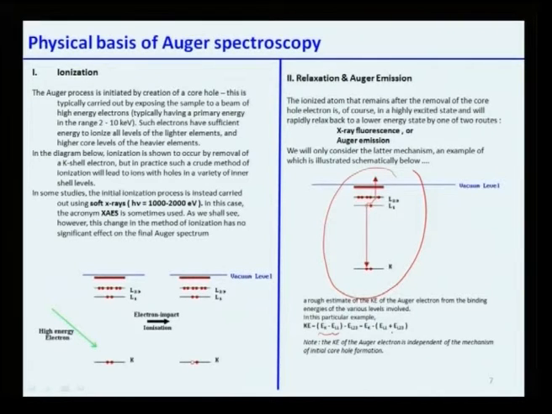The kinetic energy of the Auger electron is independent of the mechanism of initial hole creation. This is very important. Initial hole creation can be anything. Basically the Auger process uses electron beams to create the hole, not X-rays. So it is very clear that the kinetic energy of this Auger electron is independent of whatever process is used to create the hole in the inner shell or core level.